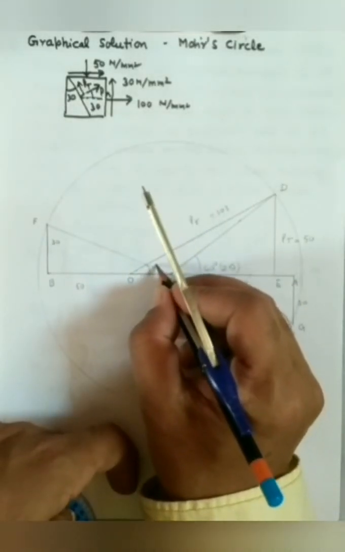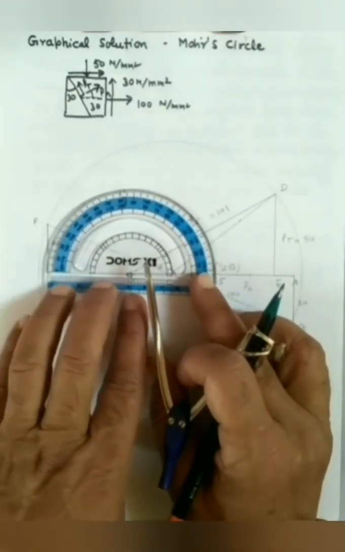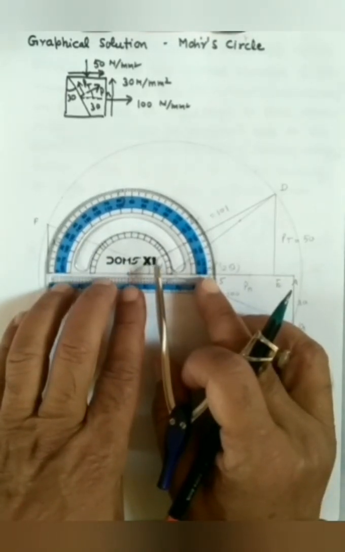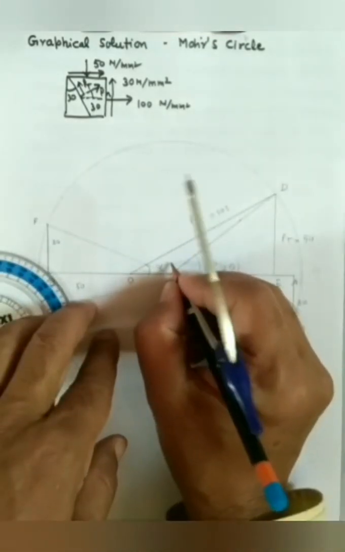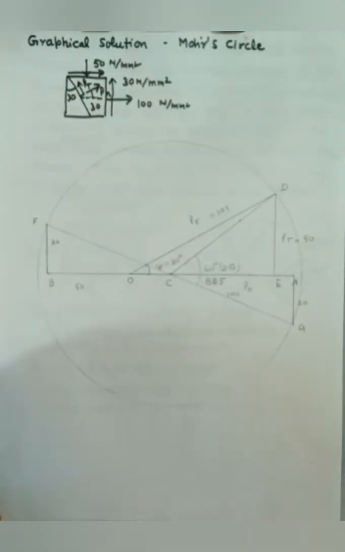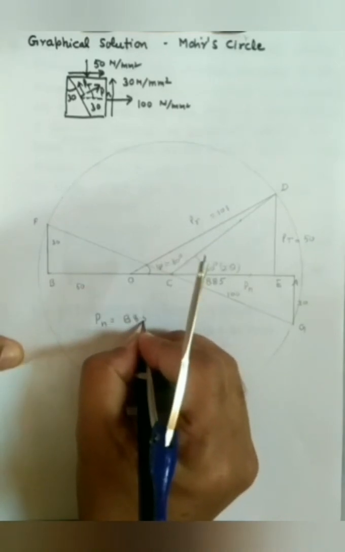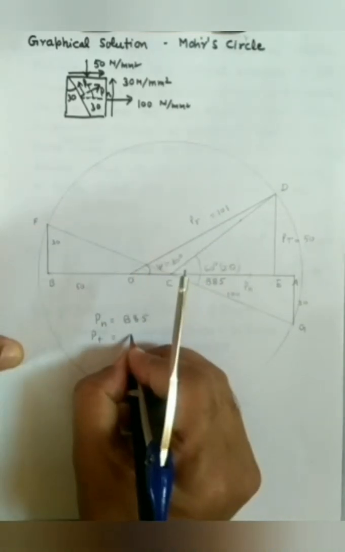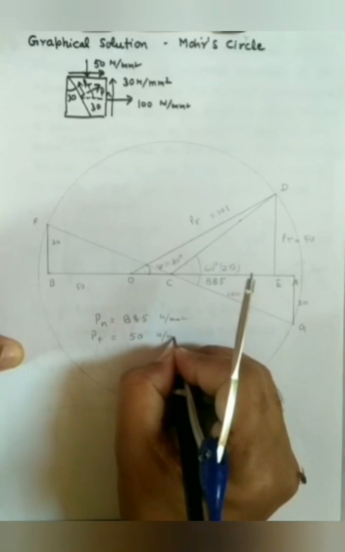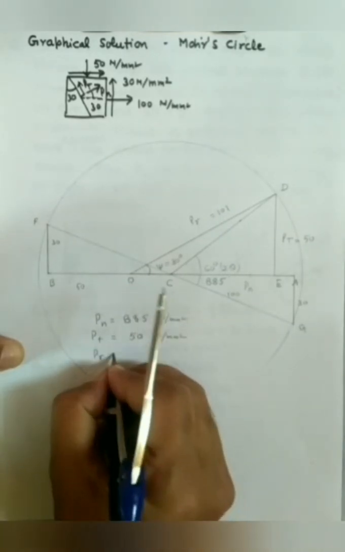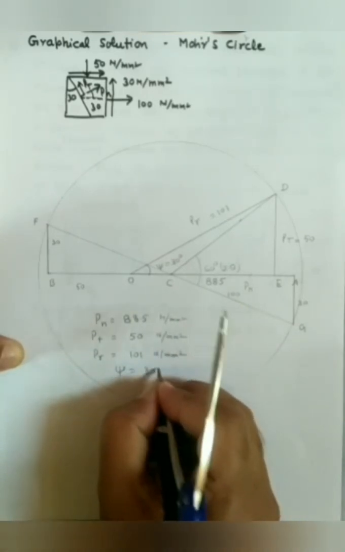And the angle psi is represented by angle DOE on the Mohr circle. So let us measure the angle DOE, which is the angle which the resultant makes with the PN, and the value of psi comes 30 degrees. So let us write down the values obtained by the Mohr's diagram. Pn is equal to 88.5 Newton per mm square, Pt is equal to 50 Newton per mm square, Pr is equal to 101 Newton per mm square, and psi is equal to 30 degrees.